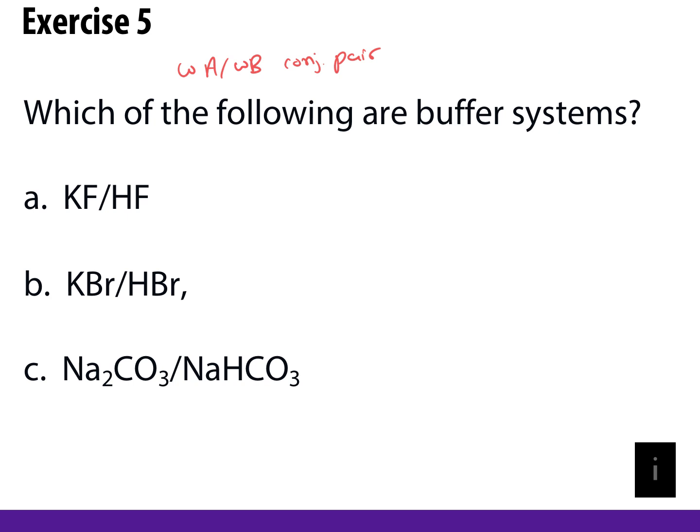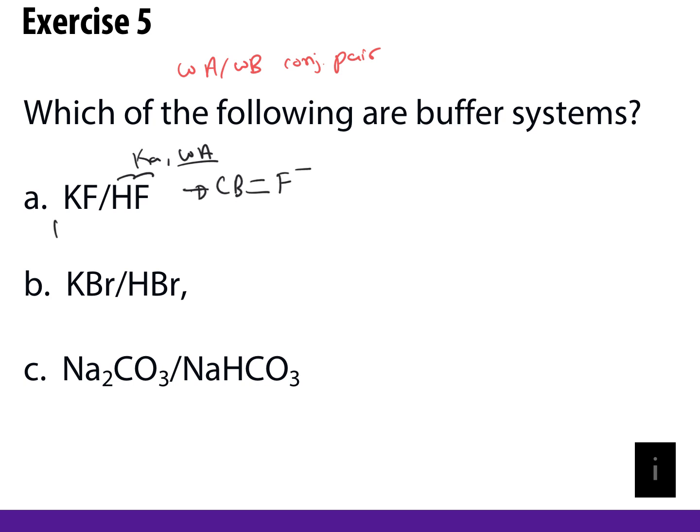For KF-HF, I'll pick the one that's a molecular thing first, just because then I don't need to break something into ions to start out with. HF is just a neutral molecule. It's not one of our strong acids. If you look it up in your table, it has a Ka, and it is in fact a weak acid. So since HF is a weak acid, if I can make a solution that contains HF plus its conjugate base, which is F minus, then I have a buffer.